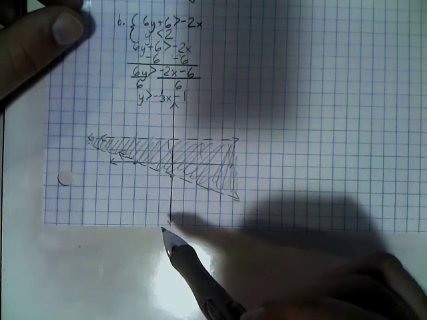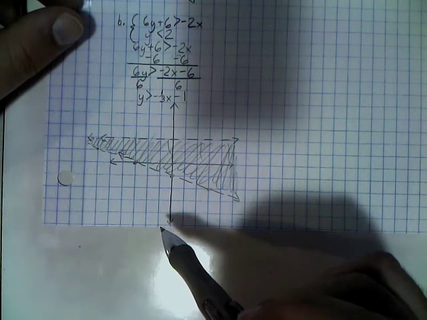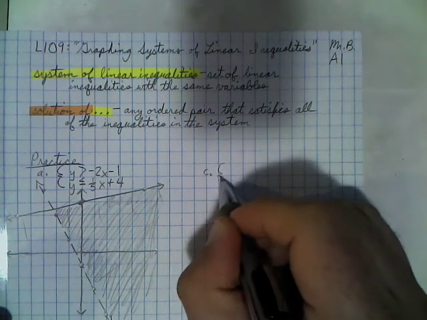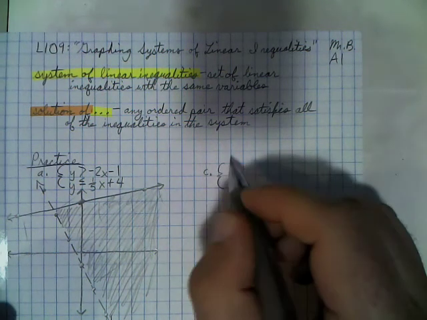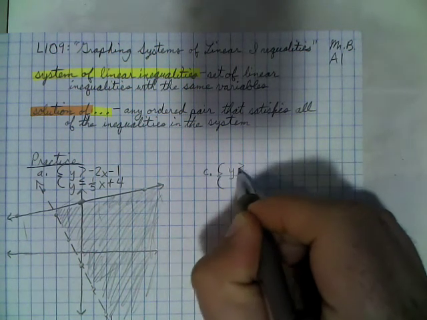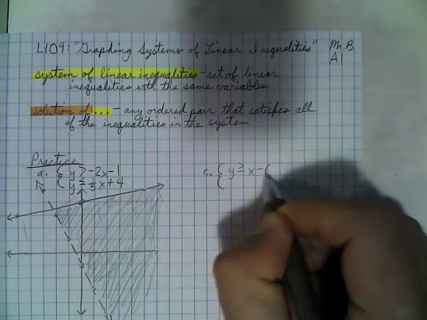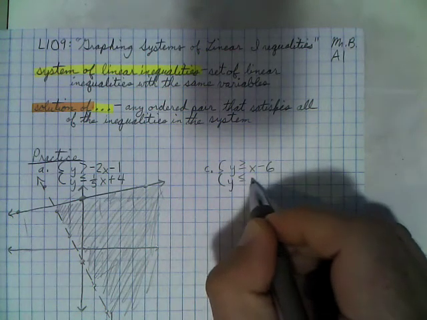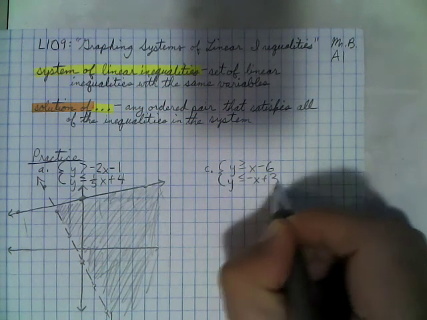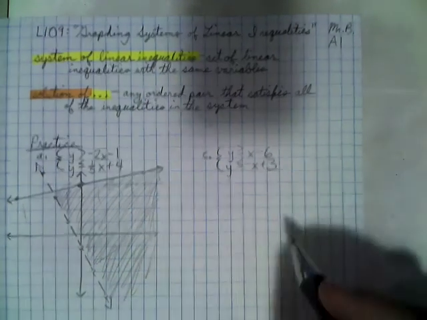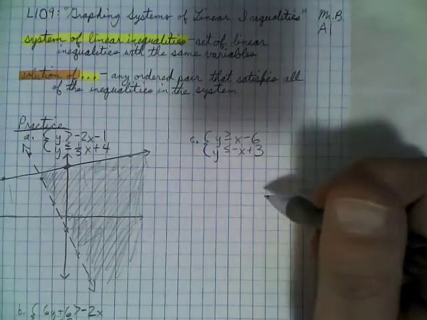If we move on to C, it tells us to graph using a graphing calculator. We're actually going to do that one by hand. And then we'll do it with the calculator. So for C, I have y is greater than or equal to x minus 6. And then I have y is less than or equal to a negative x plus 3. And so those are all set with slope-intercept form.